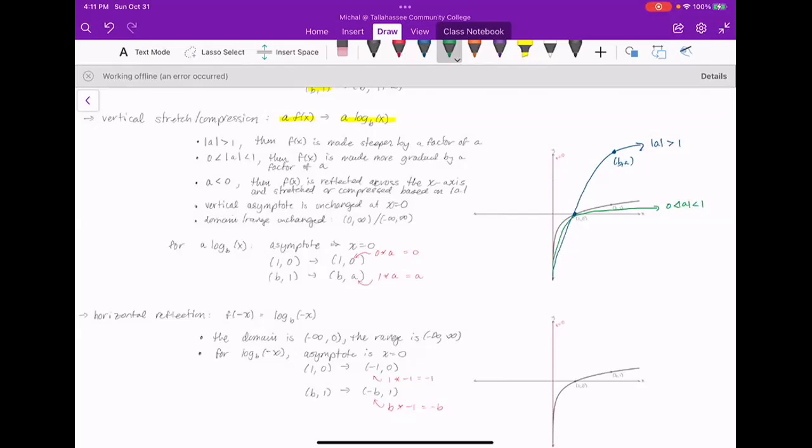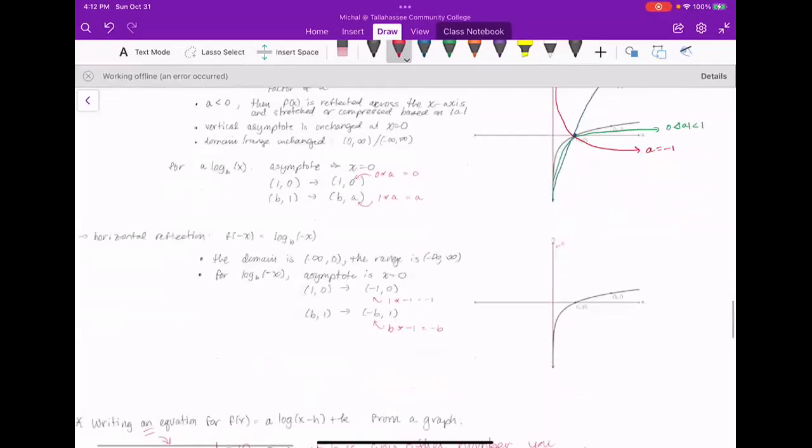In the event that a is negative, it will still stretch or shrink in the same way. Like a negative number with magnitude greater than 1 is going to make it steeper. A negative number with magnitude less than 1 is going to make it more gradual. But just making a negative 1 is just going to flip it completely upside down. So in that case, it would look like that. Alrighty.